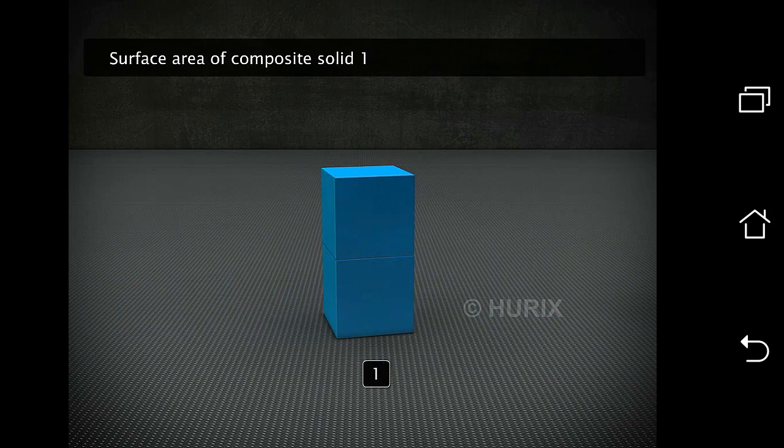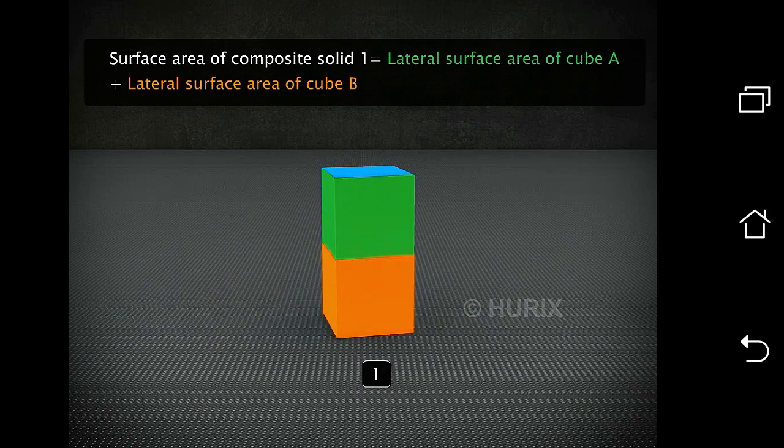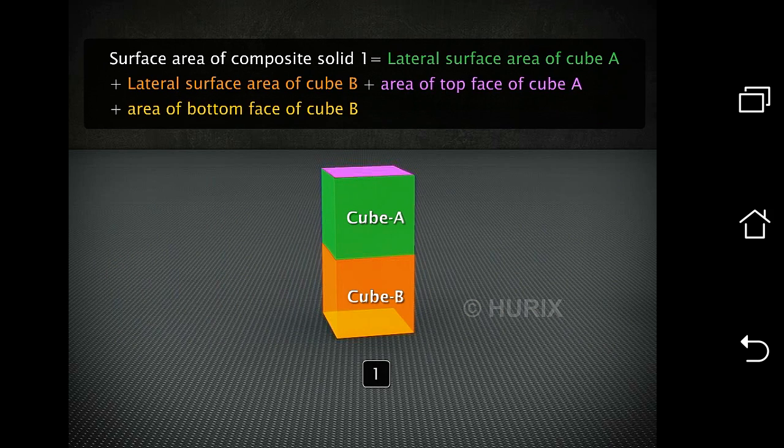So, to find the total surface area of the first composite solid, we add the lateral surface areas of both cubes, say cube A and cube B, along with the area of the top face of cube A and the area of the bottom face of cube B. Thus, we can determine the total surface area of the entire solid.